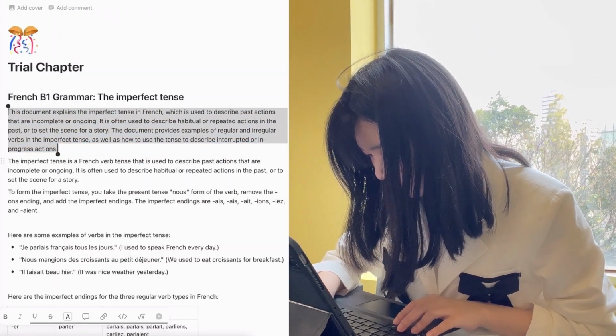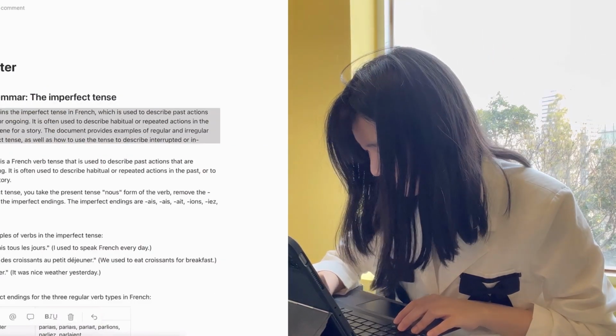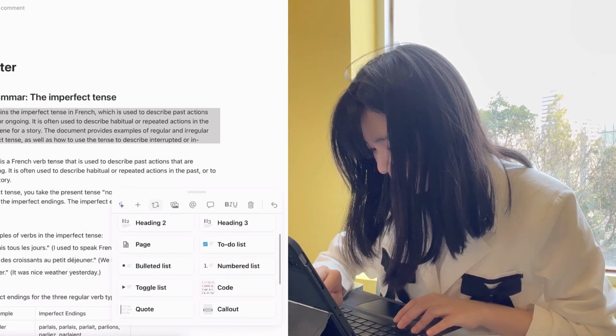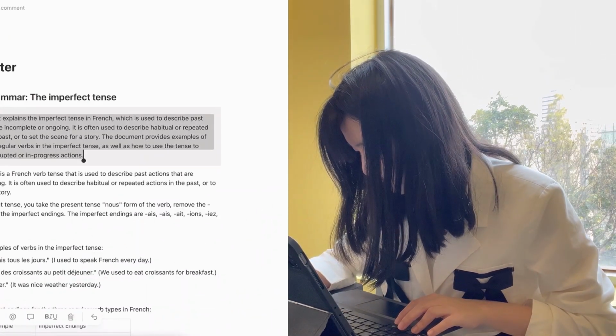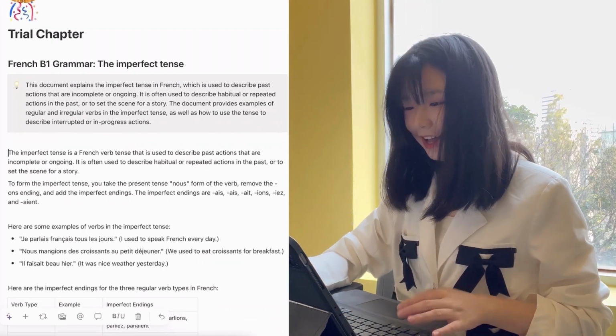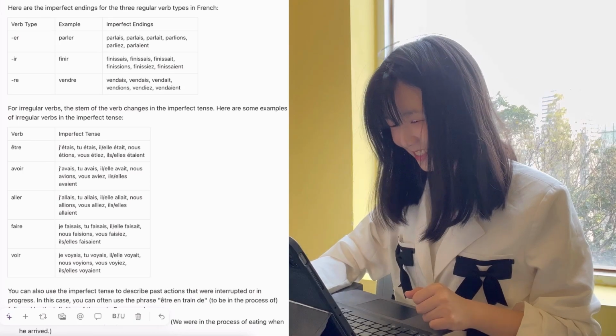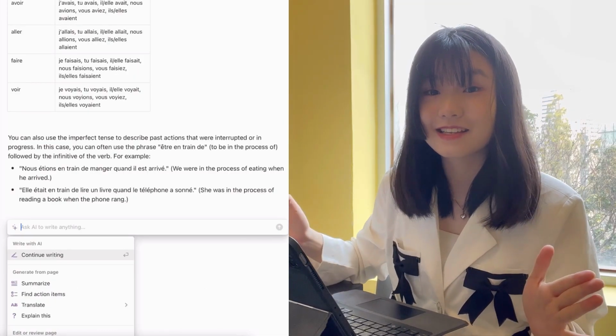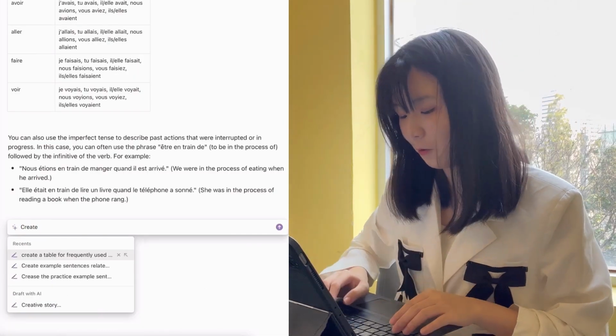Let me change the font a little bit to make it look better. Change it to call out. Okay, oh, it looks perfect to me. I'm going to create some exercises regarding this topic by my own.